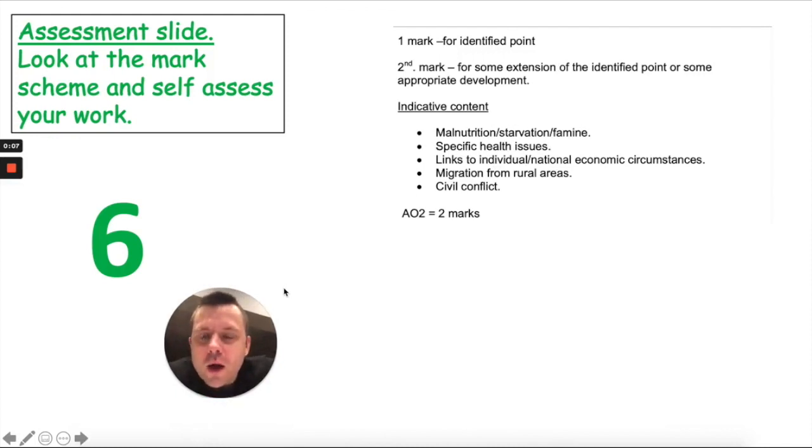All right then, so 2 mark question. Quite straightforward. The mark scheme's quite straightforward. 1 mark if you identify a point, and the 2nd mark for some extension of the identified point or some appropriate development. Okay, so you could say, due to lack of food of high quality in Laos, in Asia, people do not consume enough calories. They are malnourished, and this leads to a lower life expectancy.